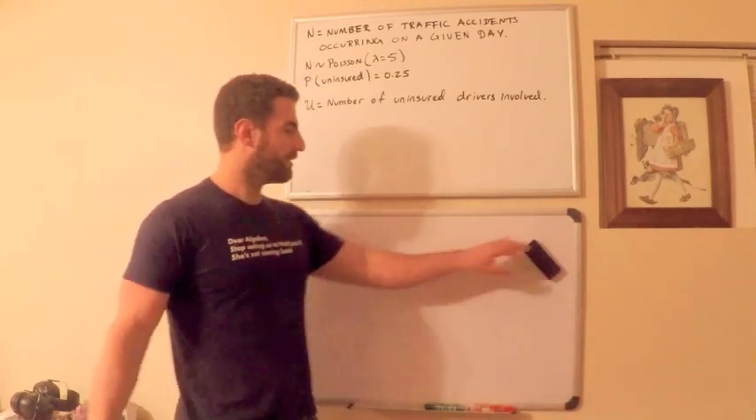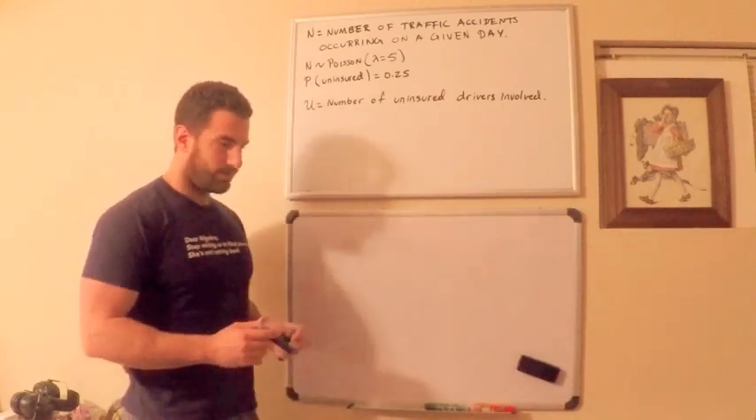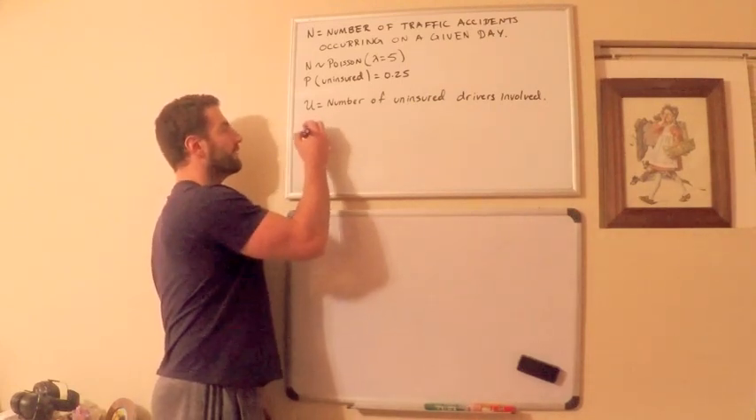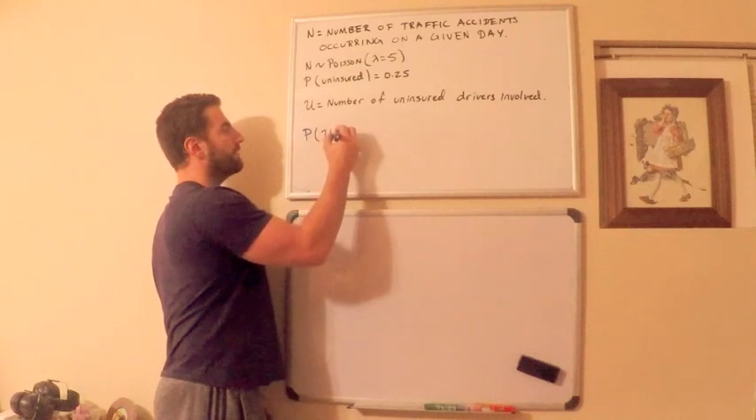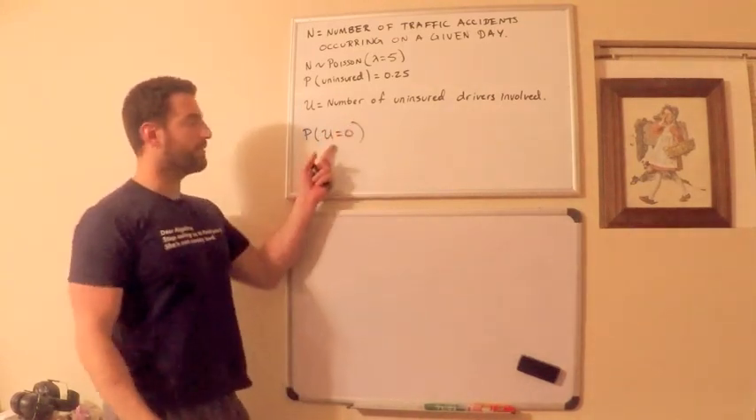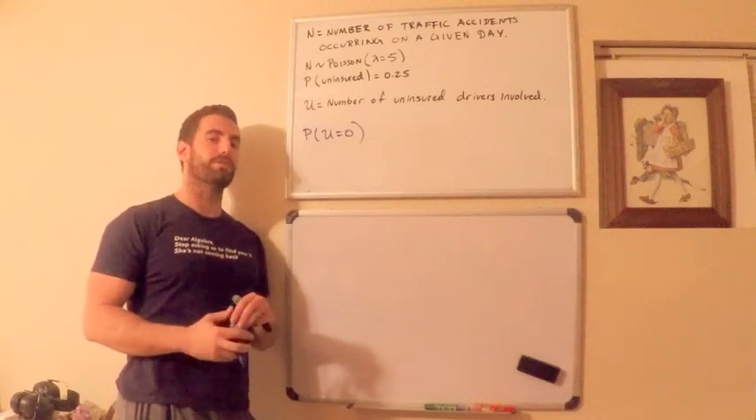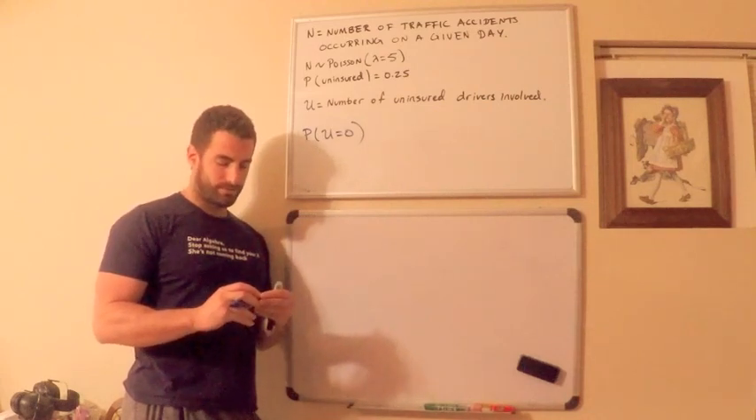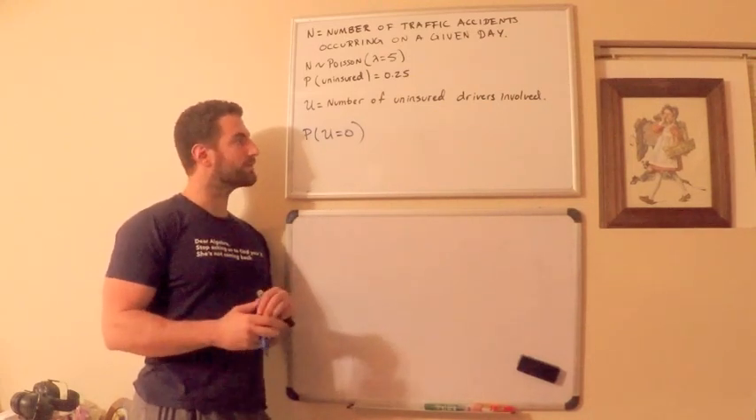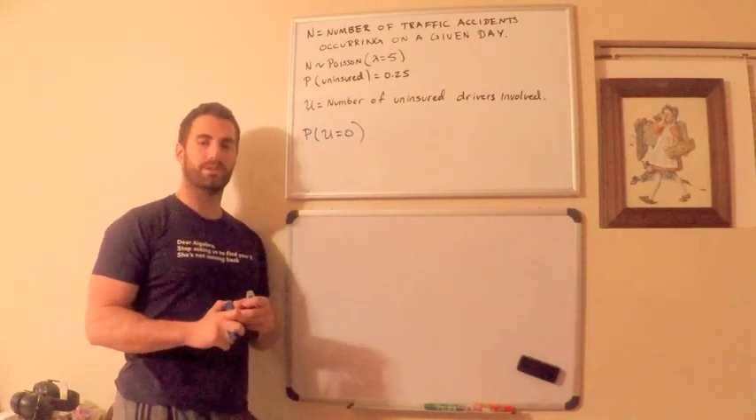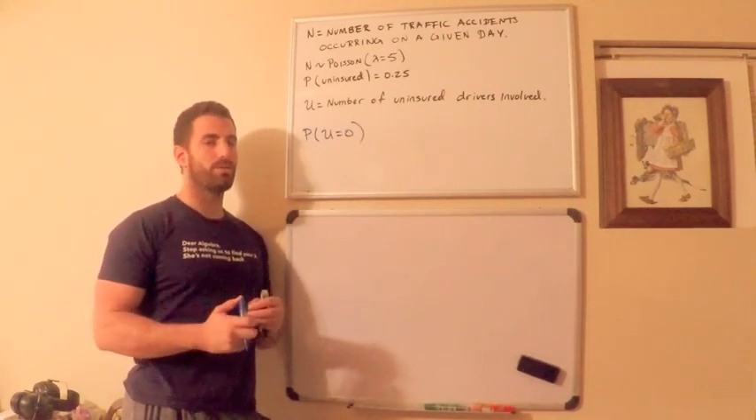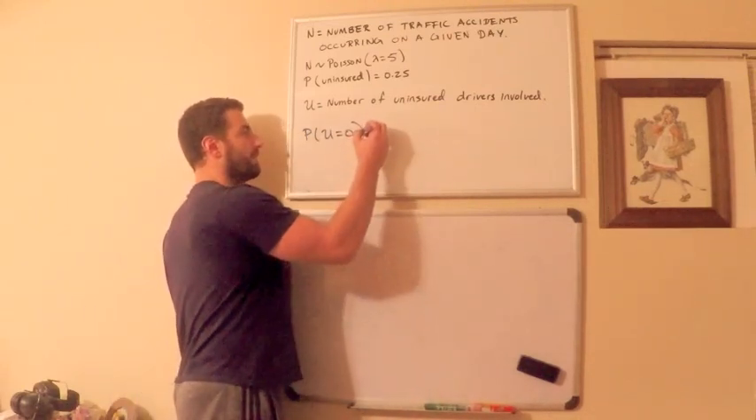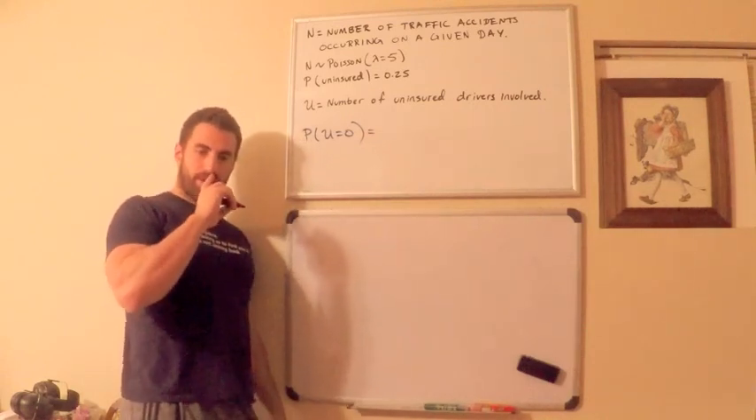In terms of writing this mathematically, I want to know the probability that U is 0, that the number of uninsured drivers is 0. There are no uninsured drivers. Now, to think about this, I'm going to go through my thought process. I'm doing it the long way first, and then I'll give you another much shorter way which I came up with at the end.